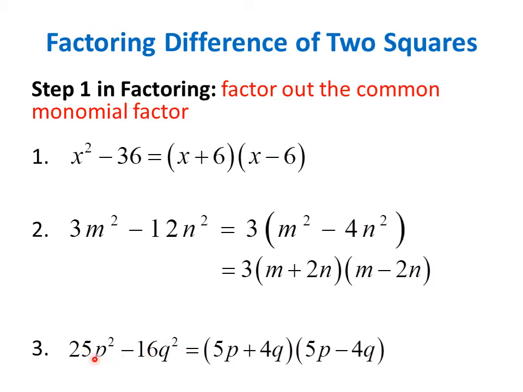So to factor, let's get the square root of 25. That's 5. The square root of p squared, of course, that's p. Square root of 16, that's 4. Square root of q squared is q. Then we copy 5p and 4q into another set of parentheses and use plus and minus for the sum and difference.